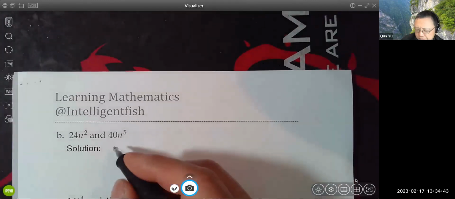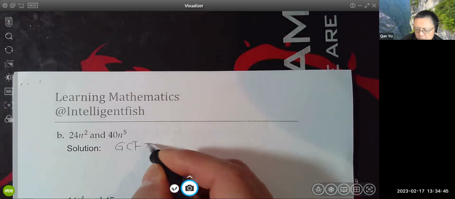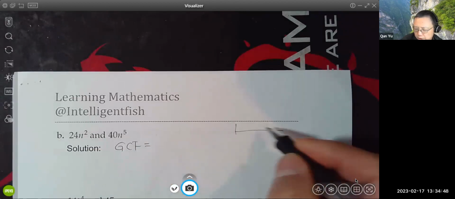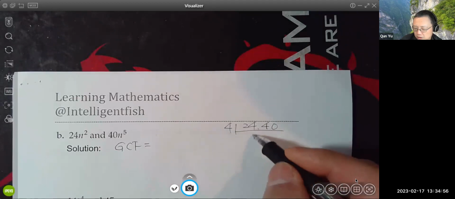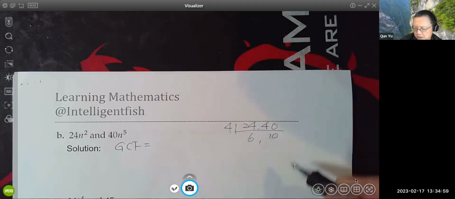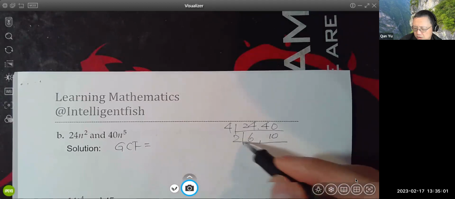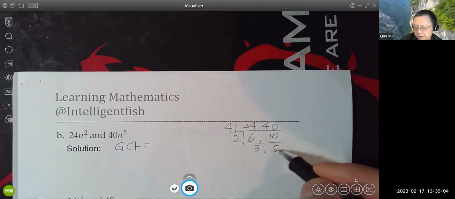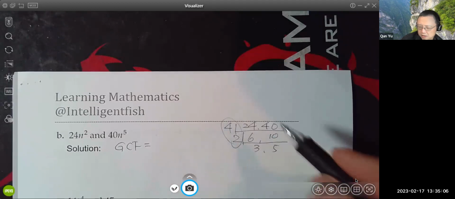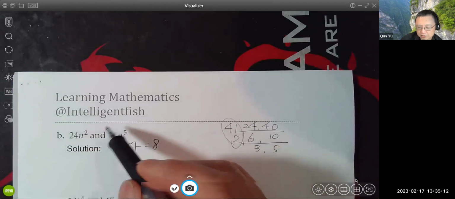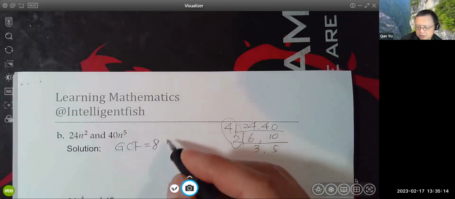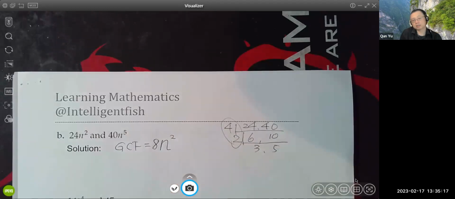This next one, greatest common factor. So between 24 and 40, if we do a quick box division to determine the greatest common factor between these two numbers, I see it can be divided by 4. It's going to be 6. This is going to be 10. It can be divided by another 2. This is 3. This is 5. So there's no common factor between these two. So that's 8. So the number part is 8. And the letter part is easiest, actually. Pick the smallest one for the same letter. So that's n squared. So the greatest common factor for this one is 8n squared.